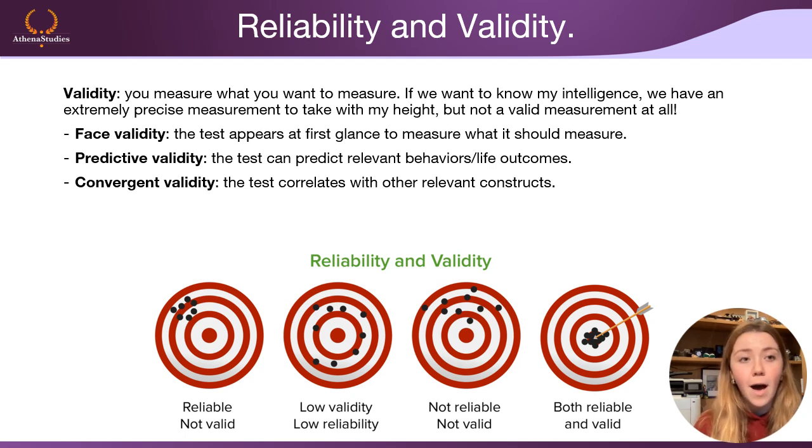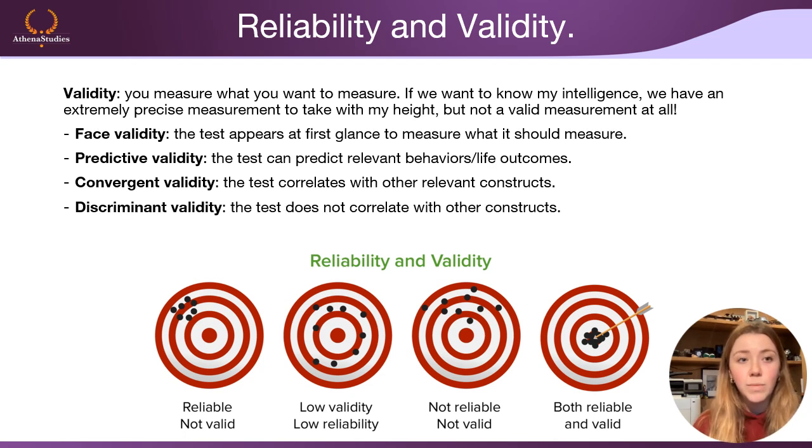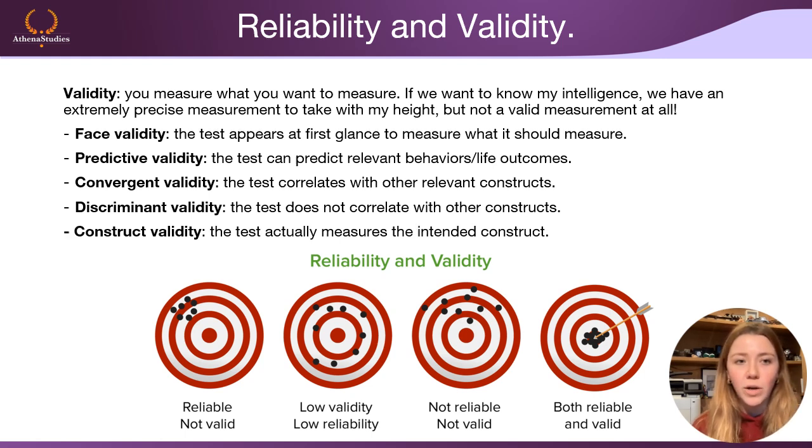Then we have the opposite of that, which is discriminant validity. So you want the test to not correlate with another construct. So for example, depression and OCD. It will have some overlap, but you want to be able to distinguish between those two constructs. And then lastly, we have our construct validity. And here we look at if the test actually measures the intended construct.